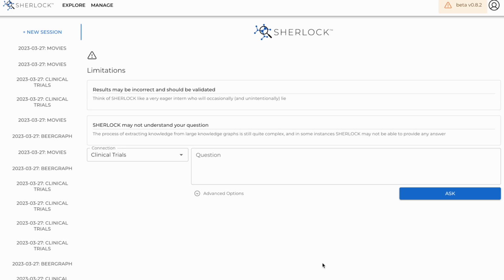Sherlock is an interface for interacting with a knowledge graph stored in a Neo4j database, all without having to know any Cypher. All you need to know is the question you want to ask of the knowledge stored in your graph. Let's see what this looks like.